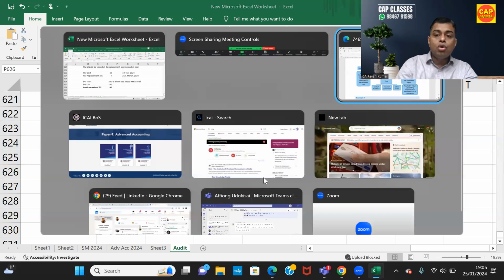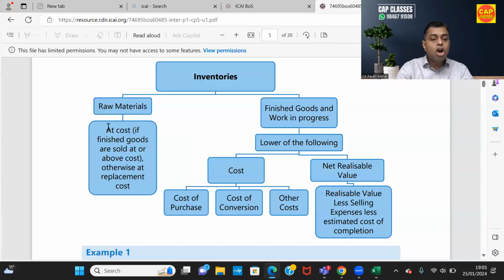So what is the rule? Raw materials are valued at cost. But if the finished goods are sold at or above cost, that means you're breaking even or selling at a profit, then value raw materials at cost. Otherwise, in a situation where the finished good is sold below its cost, you have to value raw material at replacement cost. Many students do not understand the concepts in this depth, which in my opinion is required. So guys, do you understand raw materials?